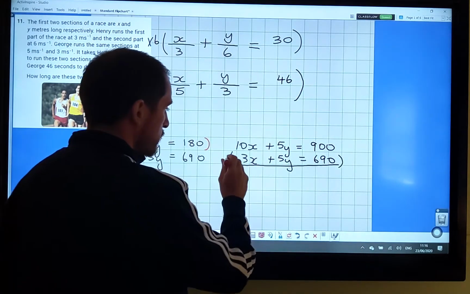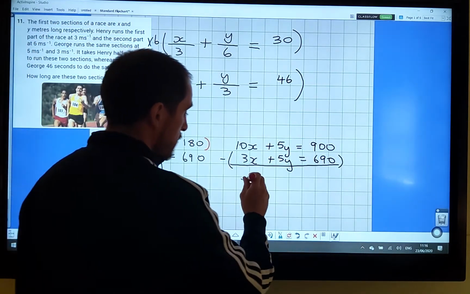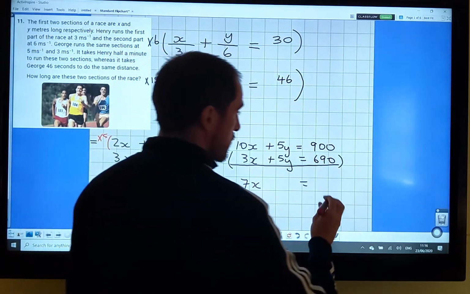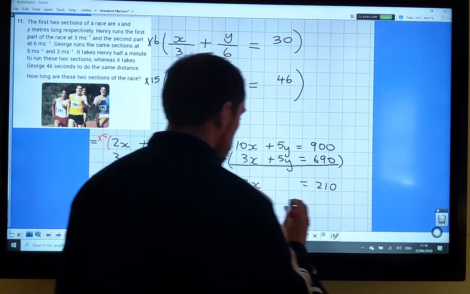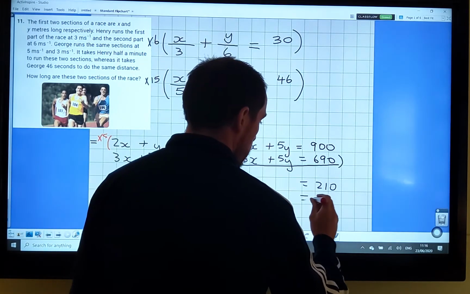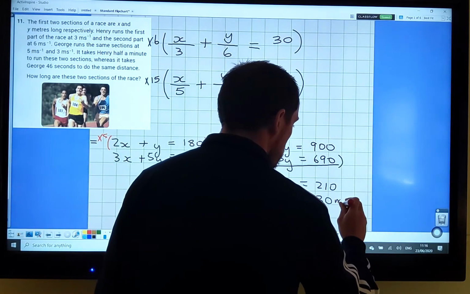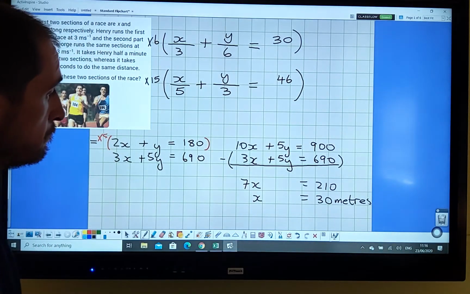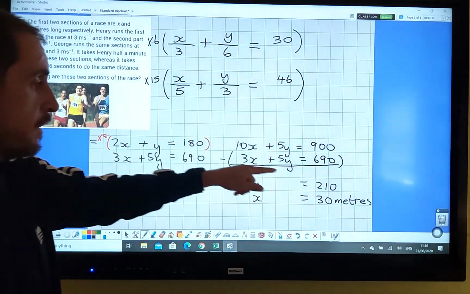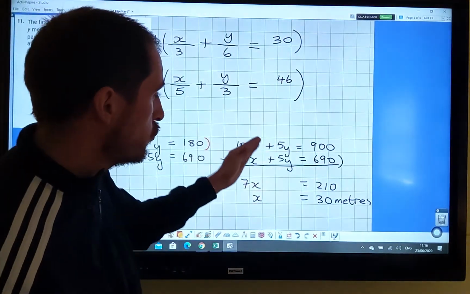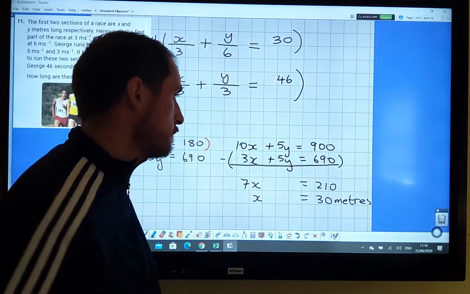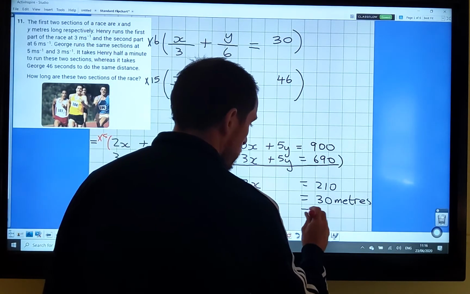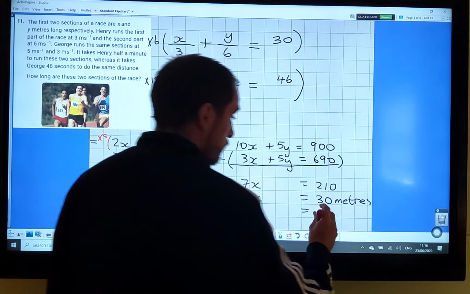I now subtract these. 10x minus 3x gets me 7x. 5y minus 5y is 0. So 900 minus 690 is 210. Which means the section x of the track is 30 meters. So if x is 30 meters, you sub it in here. 10 times 30 is 300. So 300 plus 5y is equal to 900. So then that will allow you to say that y is equal to 600 divided by 5, which is 120 meters.